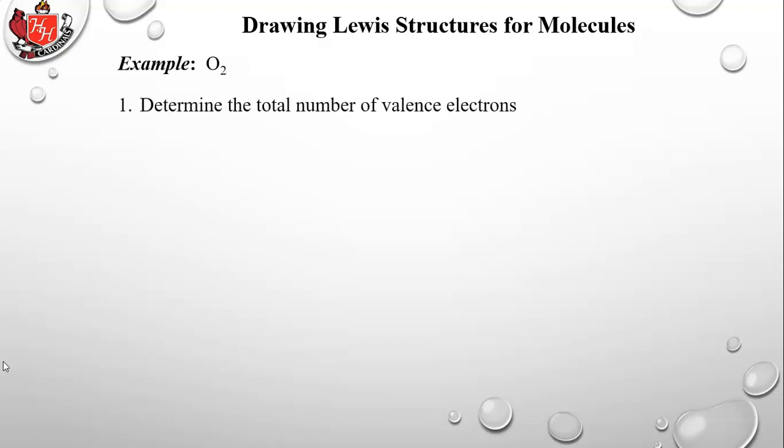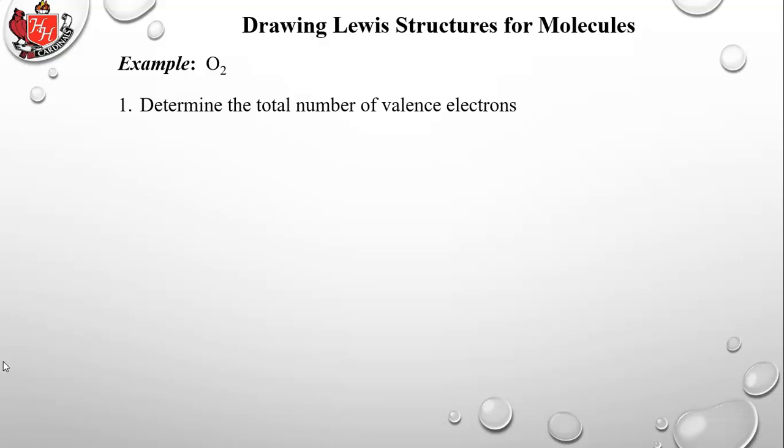Okay, now we're going to create the Lewis dot structure for oxygen, O2, because oxygen is one of the 7 diatomic molecules. In nature, it appears as an O2 molecule, not as individual oxygen atoms. The oxygen that you breathe in every time you take a breath is O2 molecules.